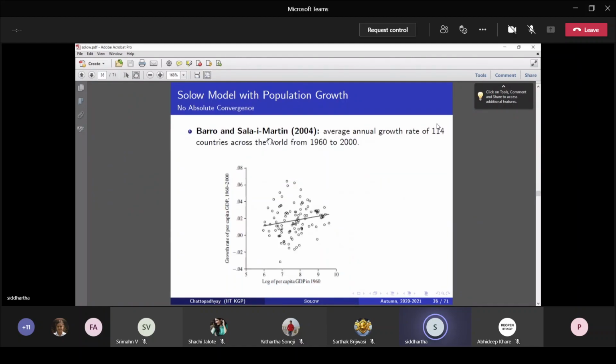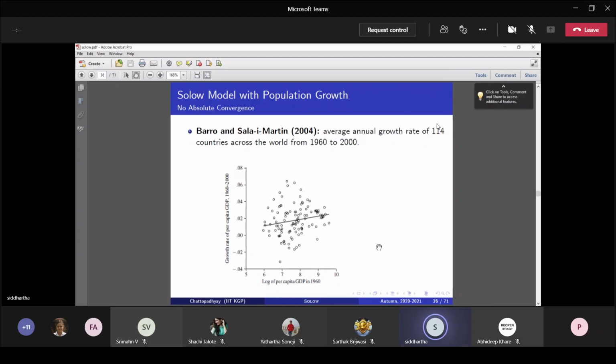Barro and Sala-i-Martin 2004 analyzed the annual growth rate of 114 countries across the world from 1960 to 2000. It's about these 40 years. What they have plotted over here is the log of per capita output in 1960. That means the initial output level of 1960 of different countries is plotted on the horizontal axis, and the growth rate of per capita GDP from 1960 to 2000, that's 40 years, they have calculated on the vertical axis.